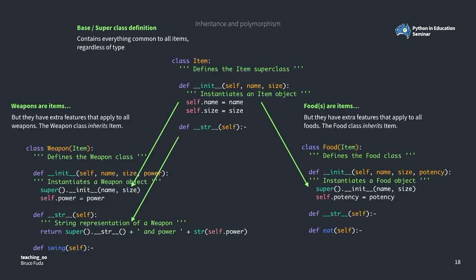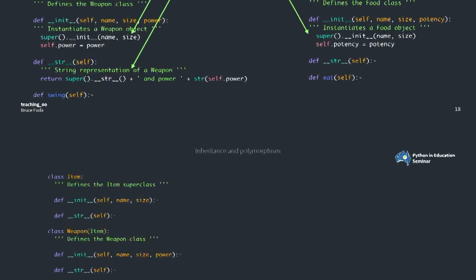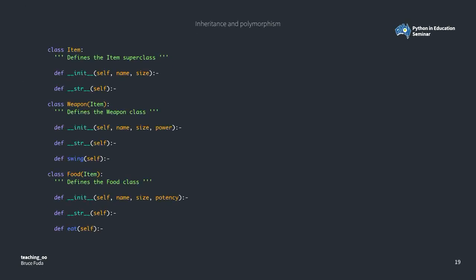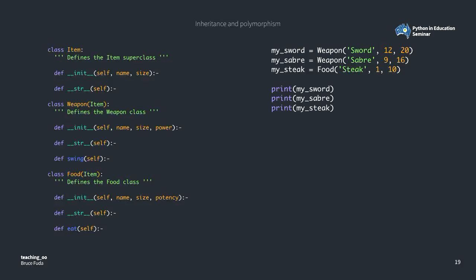Now, in food, we've got a similar thing. We inherit all of the things that are in items, but we can eat food. And so we've defined that as well. Now, when we use these, it's important that we can see the distinction between weapons and foods. And the changes that we made to the string method allow us to, when we run this code, see that the output differs.